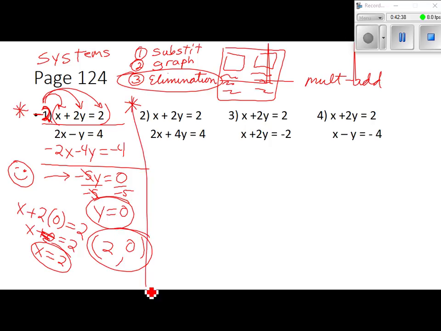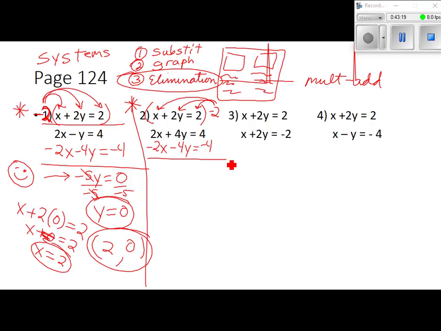Next one, pick me a variable in the next one, x or y? Y. What do I got to do to this y to get it to be opposite of that y? Multiply by negative 2. Look, I'm going to put the negative 2 on this end. Does it matter? No. I do it just because that other number's in my way. What's negative 2 times that x? Negative 2x. What's negative 2 times that 2y? Negative 4y. What's negative 2 times that 2? Negative 4. That's the multiplication part.